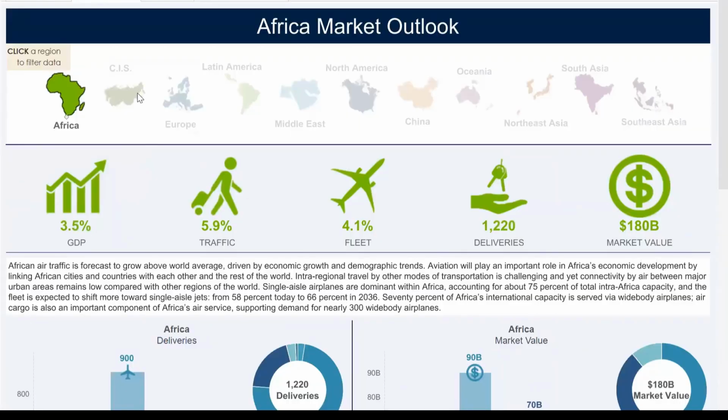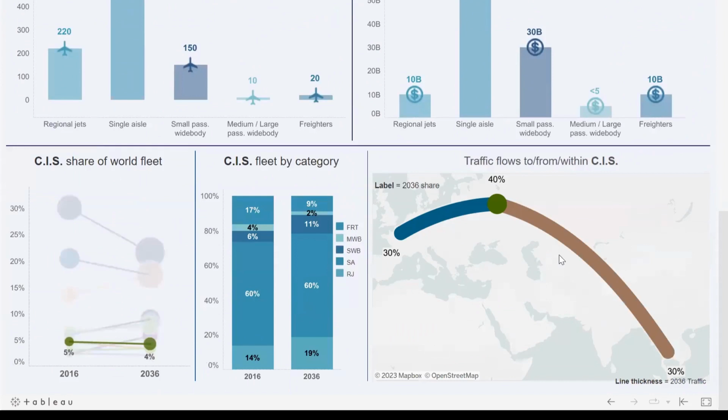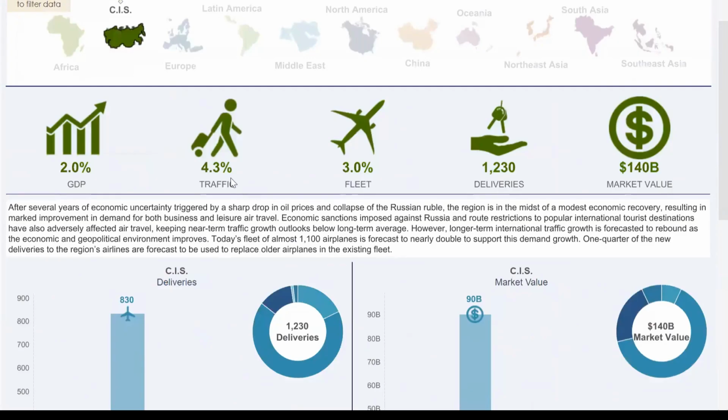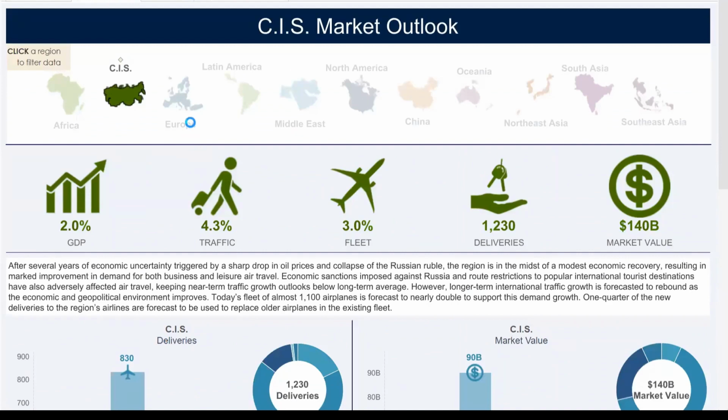Then we can change this and select CIS. These are deliveries. And you'll notice that we have 30% to this region, and another 30% to this region, and 40% to that region. Let's now check on Europe.